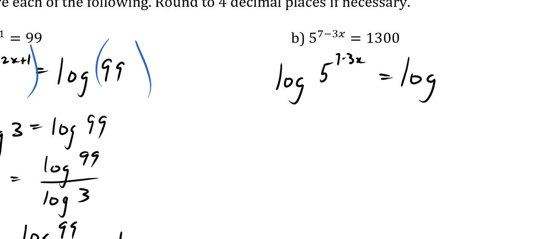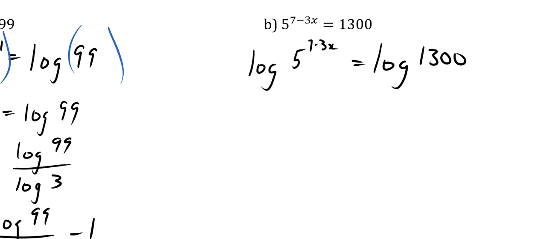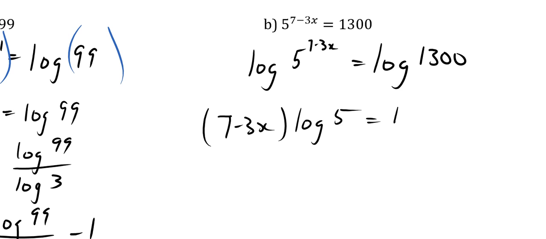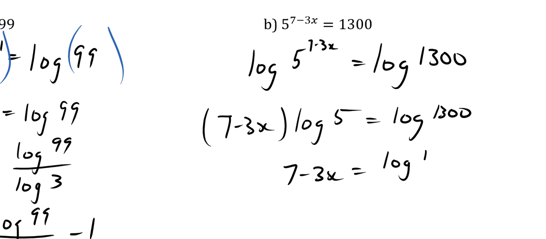Like this one's not different. It just, because it's 7 minus 3x, the last couple of steps work out a little bit. Those are really grade 9 or grade 10 algebra steps, but in bigger expressions, they come back and haunt us sometimes. So this ends up being 7 minus 3x. I'm putting that in brackets because it's the whole thing times the log of 5 equals the log of 1300. Divide both sides by the log of 5, sorry.